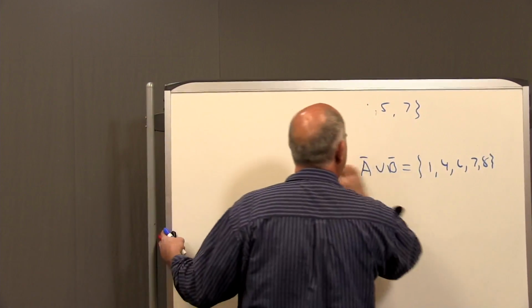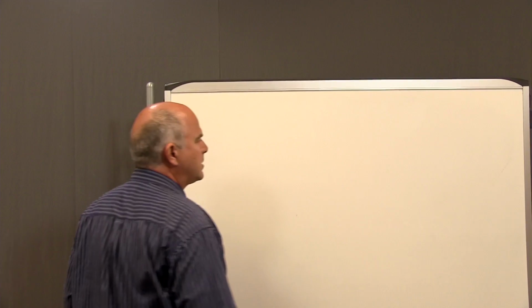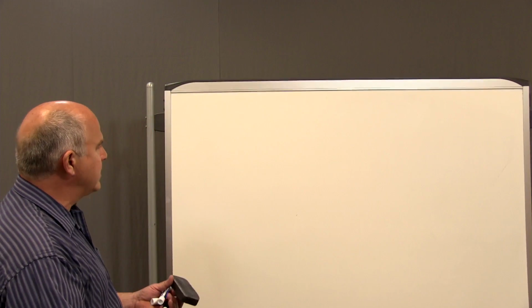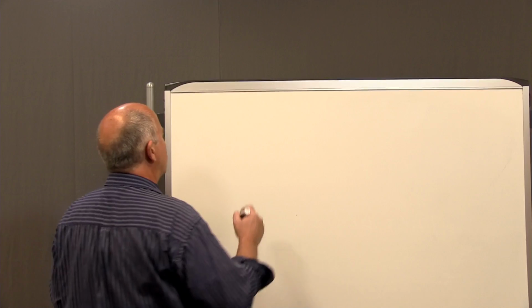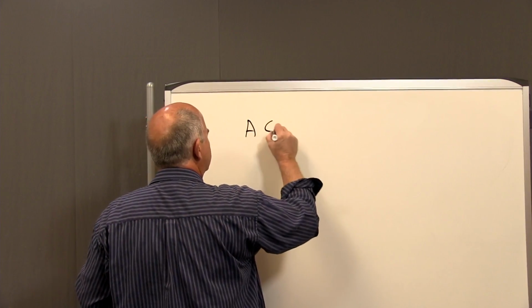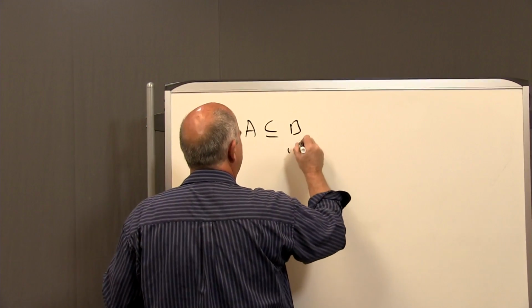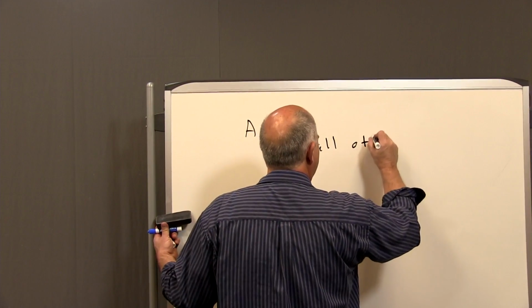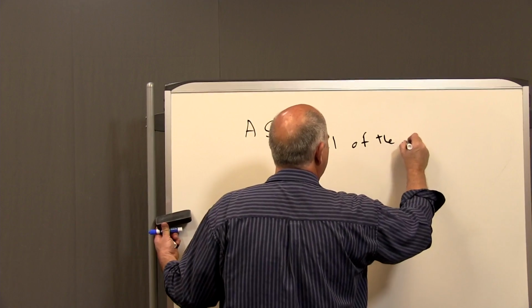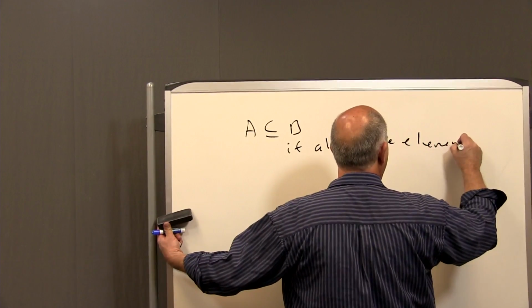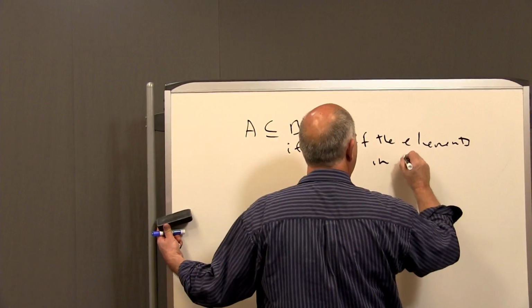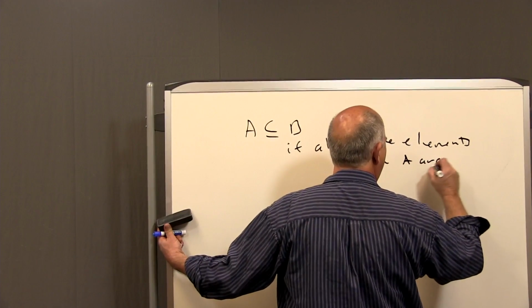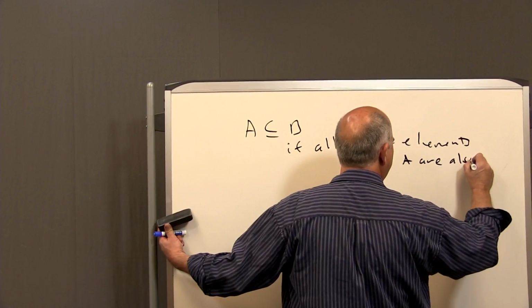relations between sets. Remember that two sets are equal if they have exactly the same elements, and also remember that A is a subset of B if all of the elements in A are also elements in B.